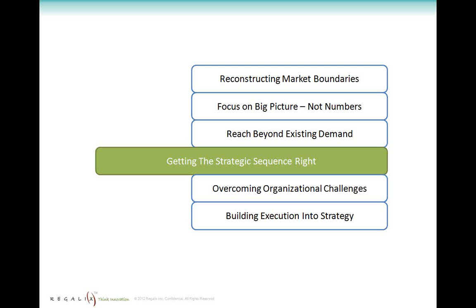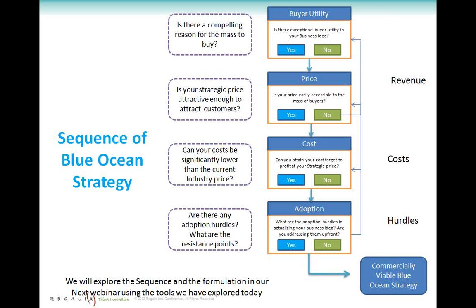This principle tries to create a robust business model and also validates the blue ocean idea. It basically tests the blue ocean idea against 4 parameters: buyer utility, price, cost, and adoption. It tries to test if there is an exceptional buyer utility in the business idea. It also checks if the price is easily accessible to the mass of buyers. It also checks whether one can attain the cost target to profit at a strategic price.